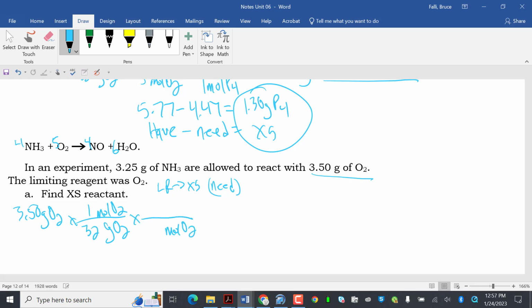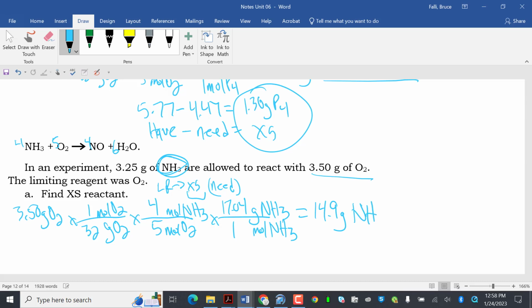Now remember, I'm converting it into my excess reactant. My excess reactant is NH3. Moles of NH3: 4 NH3 for every 5 O2, times dividing bar. Moles of NH3 cancel, I'm going to go into grams of NH3. 1 mole of NH3, go to the periodic table: 14.01 plus 3.03, 17.04. 3.5 divided by 32 times 4 divided by 5 times 17.04 equals 14.91 grams. And that's what I need.